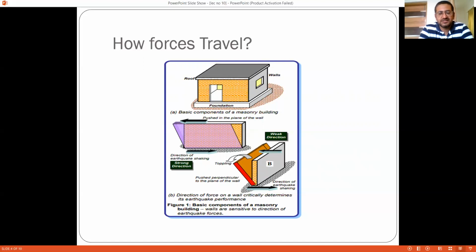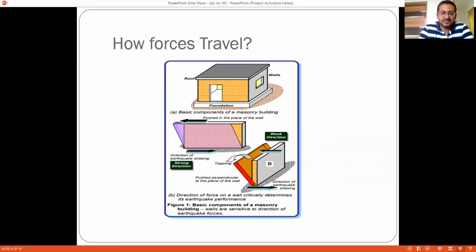Why? Because the stiffness of the wall along its length is going to be very huge. But if the same force is applied perpendicular to the wall, that is along the width of the wall, then it is considered that the force is applied on the minor axis. The length is considered as the major axis and the width is considered as the minor axis, right? So when the force is applied along the minor axis or the width of the wall, then it is considered to be a force applied in the weak direction.